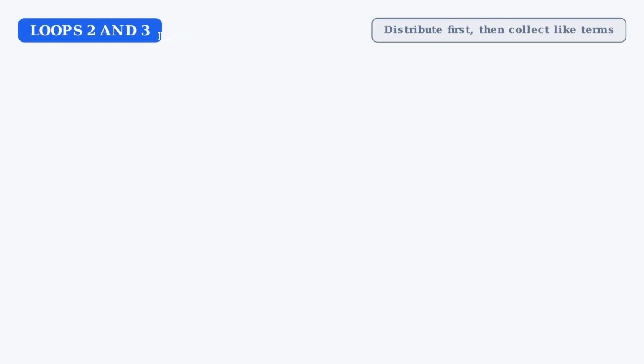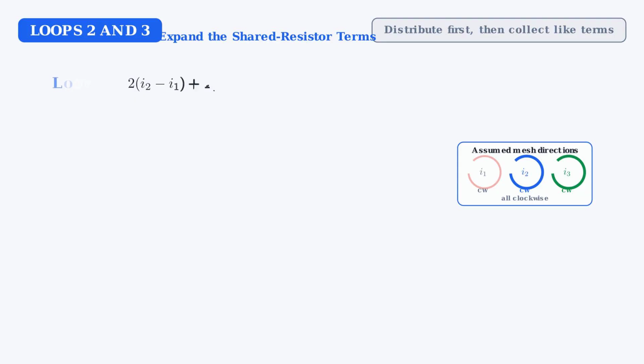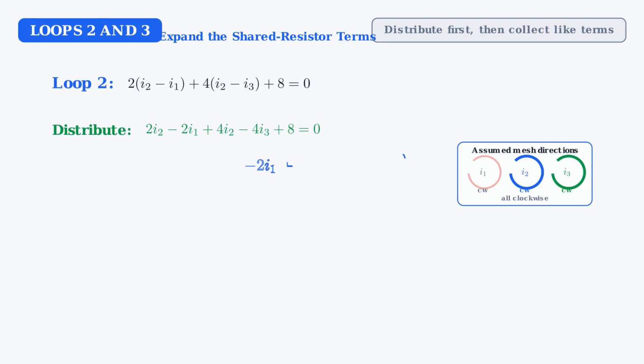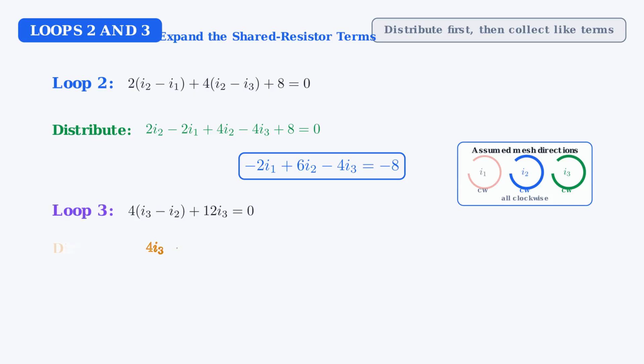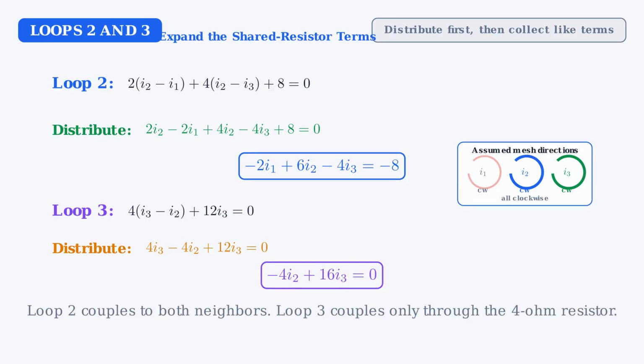Now loop 2. Both resistors in this loop are shared, so the drop terms are 2 times (I2 minus I1) and 4 times (I2 minus I3). The 8-volt source also appears in the loop, so loop 2 gives 2 times (I2 minus I1) plus 4 times (I2 minus I3) plus 8 equals 0. When you distribute those shared terms, you get 2I2 minus 2I1 plus 4I2 minus 4I3 plus 8 equals 0. Now the I2 terms combine into 6I2, so loop 2 becomes negative 2I1 plus 6I2 minus 4I3 equals negative 8.